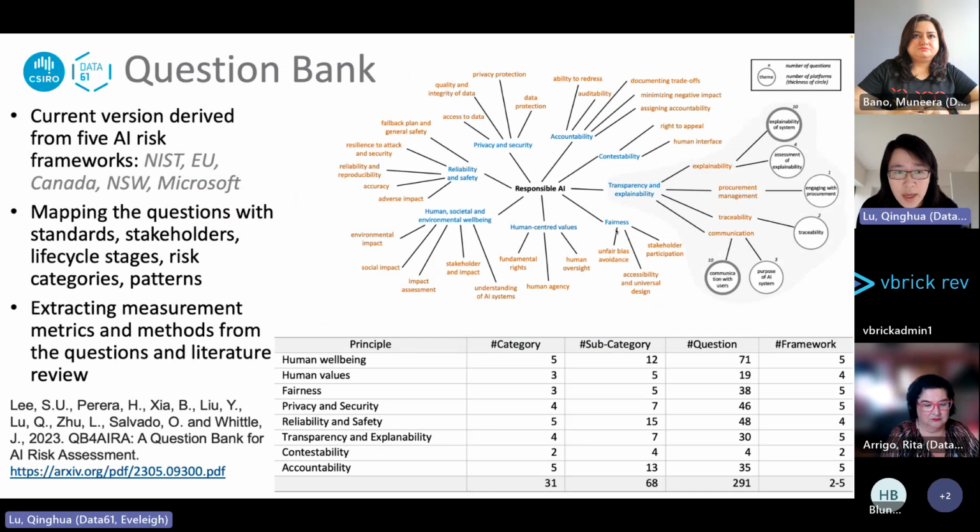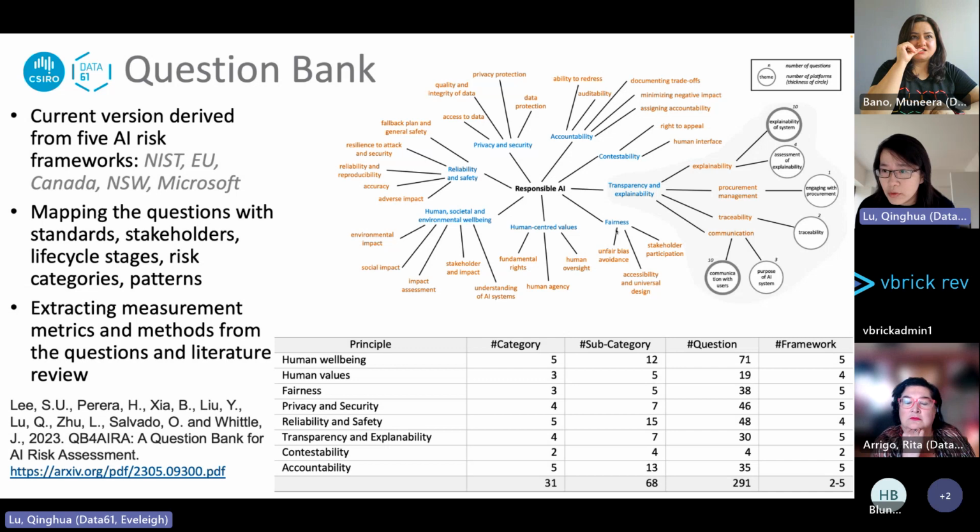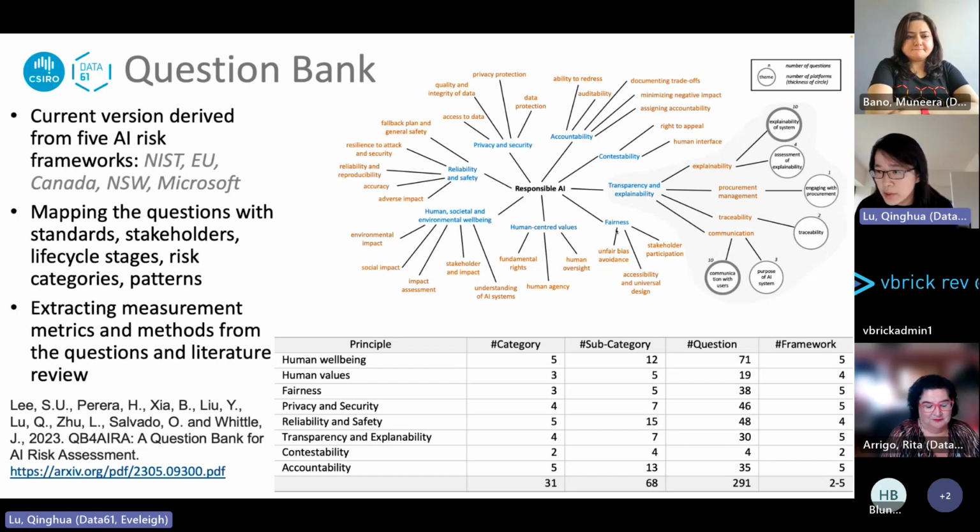Based on this mapping study, we have built a question bank. The current version is derived from 5 major AI risk frameworks, including NAIC standard, EU standard, Canada, NSW, and Microsoft framework, and has around 300 questions. If you look at this figure, for example, under the transparency and explainability principle, we have 4 categories. For explainability, we have collected 10 questions to understand the explainability of the system, and we have collected 4 questions for the assessment of explainability.